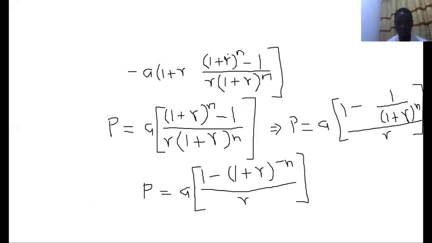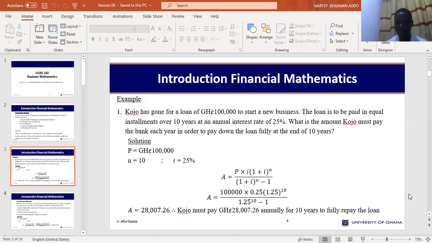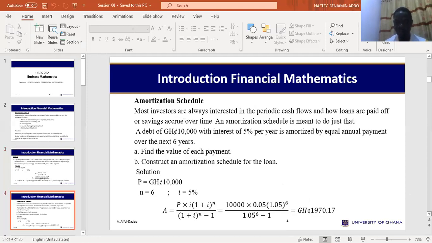Okay, so let's go back to the slide. I think there is a question there. And let's look at how we go about that. Okay. So this is a formula that has been given. You can also use this formula, but you can also use what I've also specified. Okay, so this one is also about the schedule. But let's look at this example.